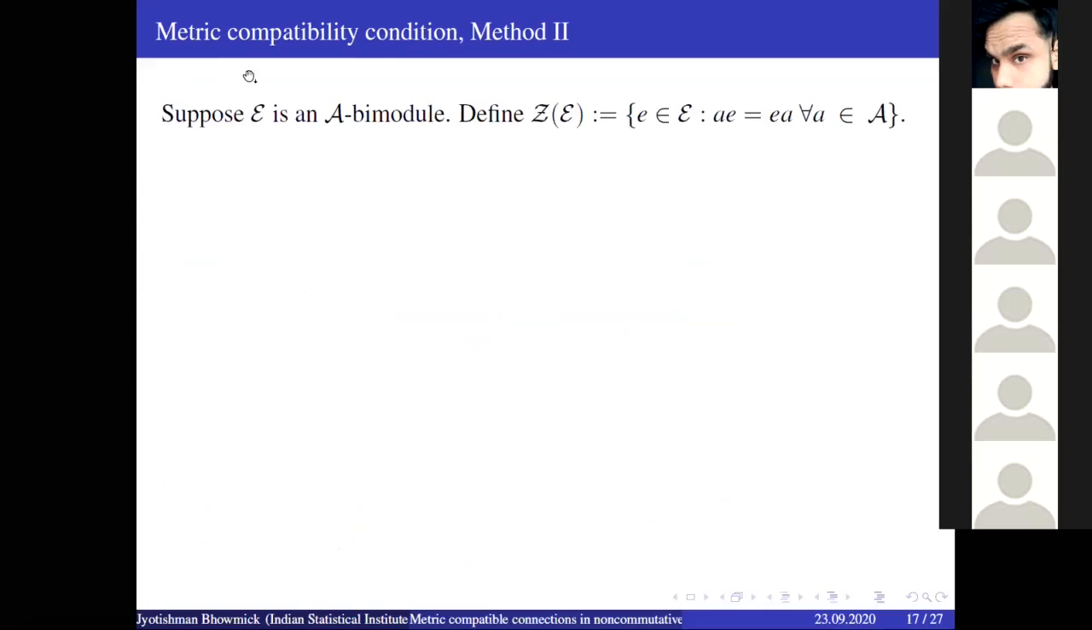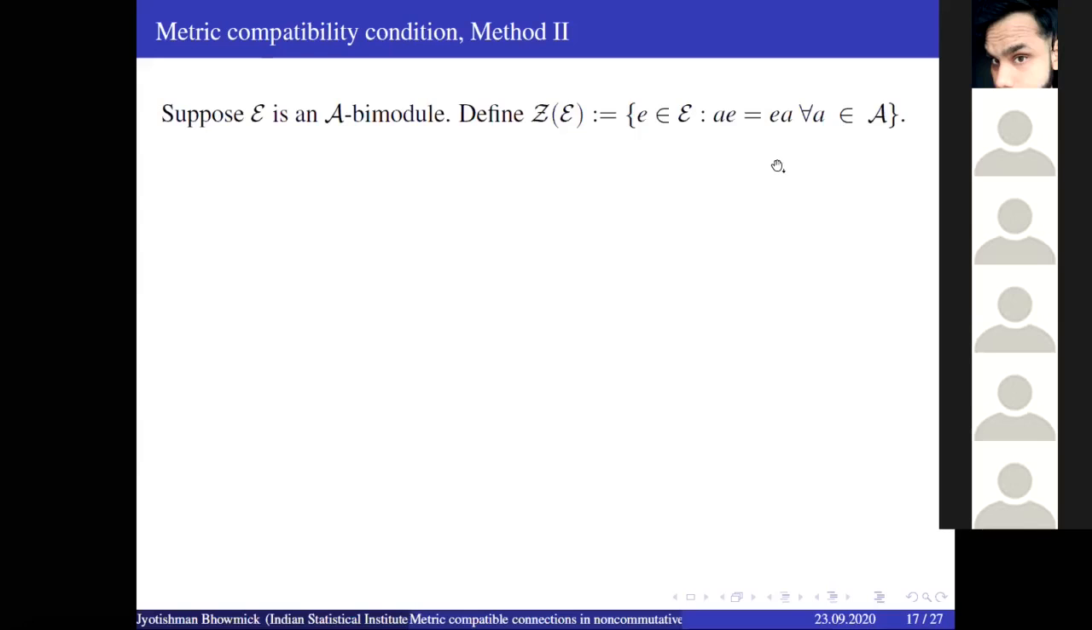So suppose I have a module. Like in the classical case, the left action and the right action can be different. So it makes sense to look at this Z of E, which is the center of E. And it's clear why it's called the center: if you have an element acting on the left, you can immediately switch it to the right.